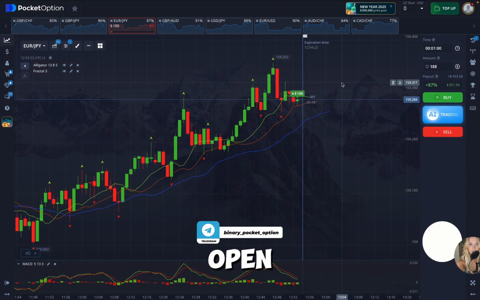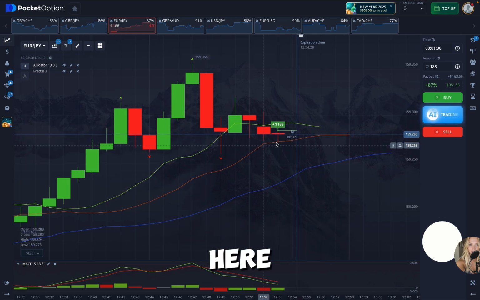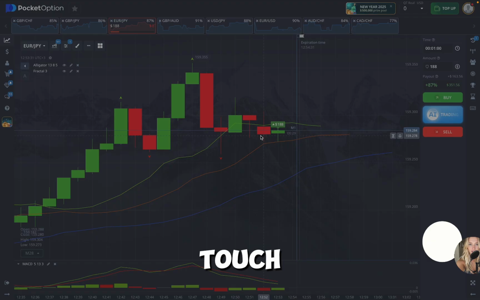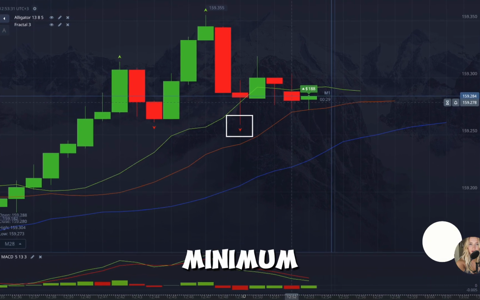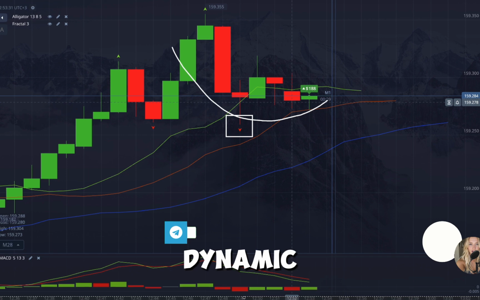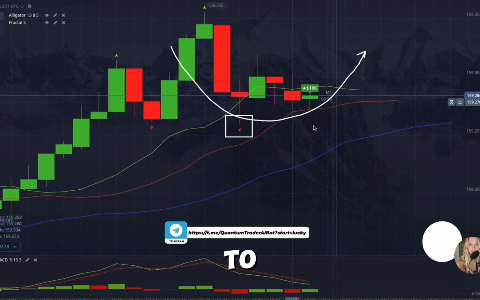This is where we will open a deal for a raise. The entry point was not long in coming, and it is here that you and I catch the touch of our alligator moving average. Earlier, the structural local minimum was updated, and after such a dynamic movement, we open a deal to increase.